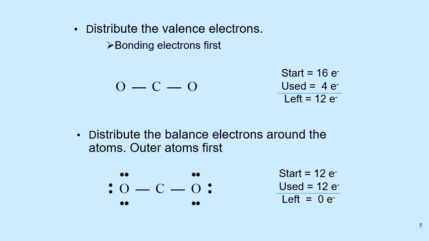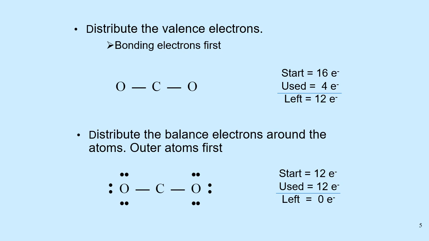Next, we distribute the valence electrons. First we make up the bonding electrons. The bonds must be between O and C and C and O. This bond uses 2 electrons, and this bond uses 2 electrons, so 4. 16 minus 4, now we have 12 electrons left. How do we distribute these 12 electrons around the atoms? We have 12 electrons, so 1, 2, 3, 4, 5, 6 on one oxygen, and 1, 2, 3, 4, 5, 6 on the other. We use all 12, 12 minus 12, and we don't have any more electrons.